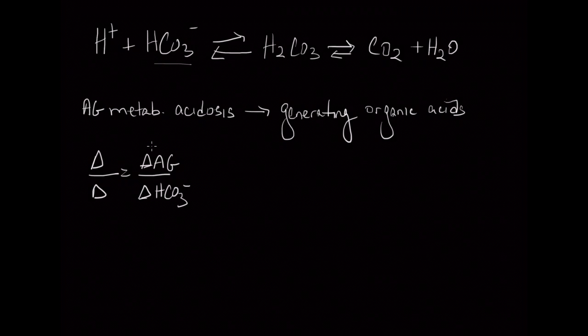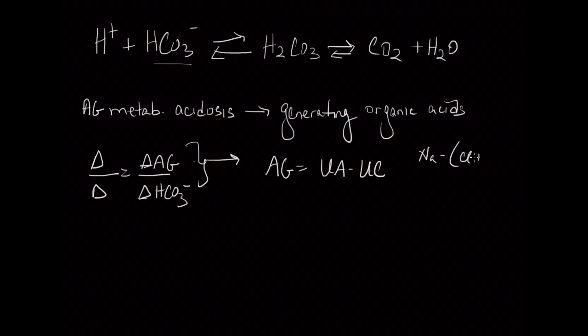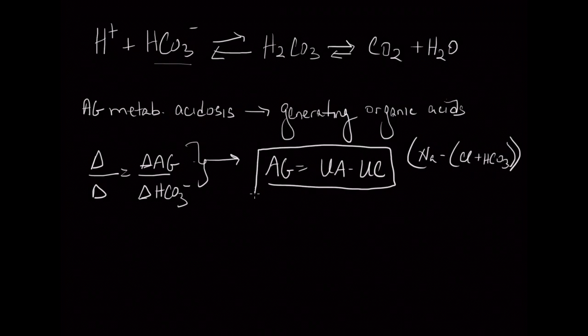But let's look at this anion gap. How does this work? So let's expand on this some more, and let's say that the anion gap is equal to the unmeasured anions minus the unmeasured cations. Now we know how to calculate the anion gap. We know that you look at the serum sodium and you subtract from it the chloride and the bicarbonate sum, and you get a number. But in reality, what you're really looking at is this right here: unmeasured anions minus unmeasured cations.